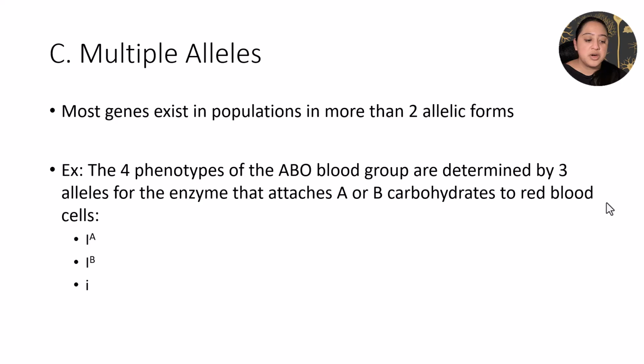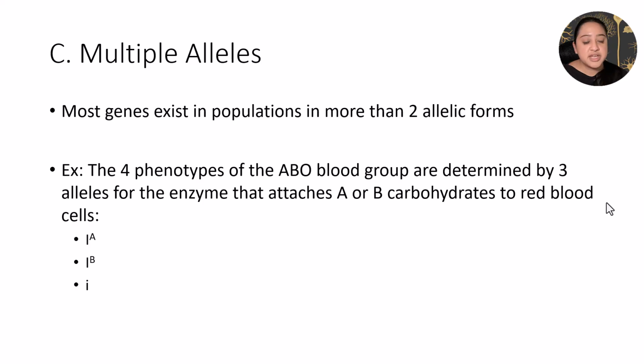And so again, it could be more complex. There might not just be this or that. There could be multiple alleles. So say in flower color, there was purple, there's white, there's also red, or there's some other color. Like there could be multiple alleles for one character or one thing. So most genes exist in populations in more than two allelic forms.